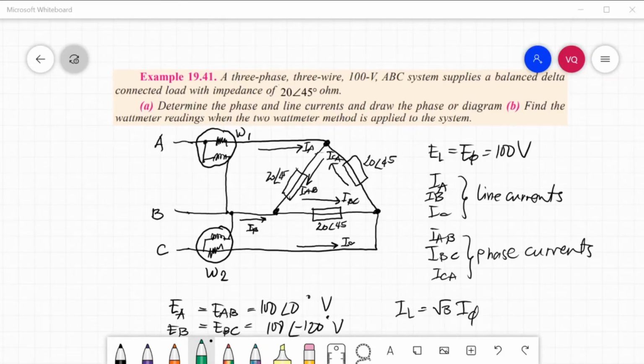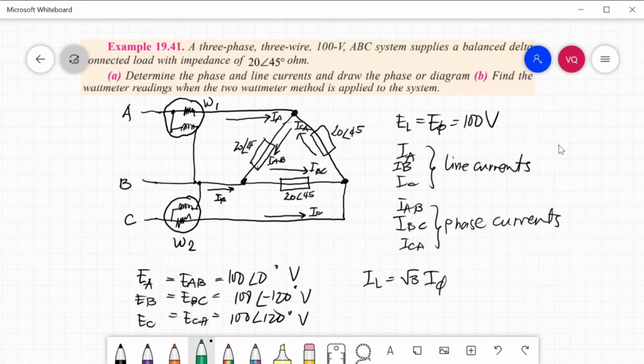This is the continuation of our example in Wattmeter. We have next example. A three-phase, three-wire 100 volts ABC system supplies a balanced delta connected load with impedance of 20 angle 45 degrees ohms. Determine the phase and line currents and draw the phasor diagram. Find the wattmeter readings when the 2 wattmeter method is applied to the system.